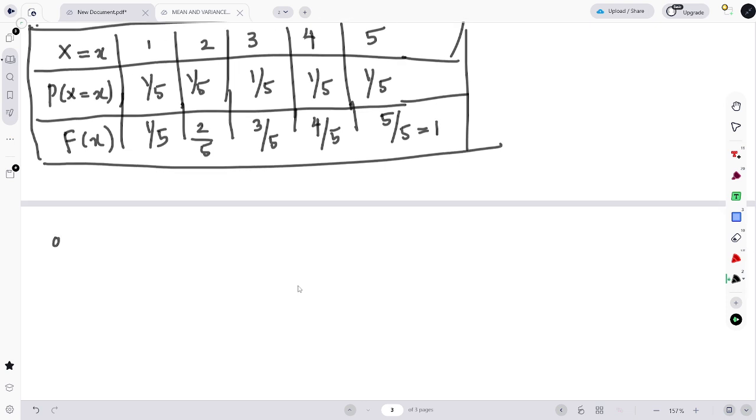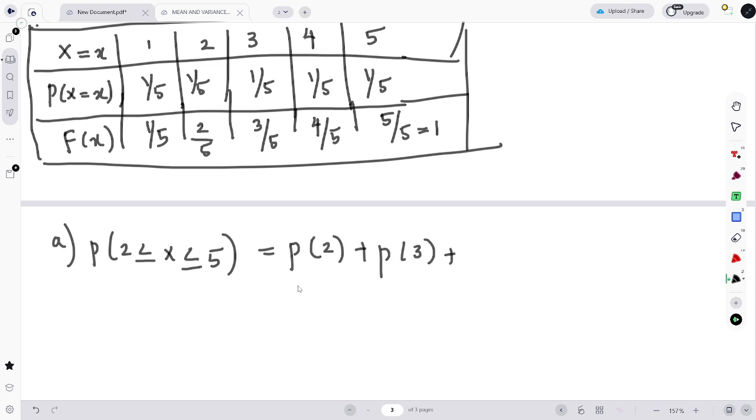So first problem, P of 2 less than or equal to x less than or equal to 5. Here 2 and 5 are inclusive. So P of 2 plus P of 3 plus P of 4 plus P of 5. So what is the answer? It is 1 by 5 plus 1 by 5 plus 1 by 5 plus 1 by 5. So the answer is 4 by 5.